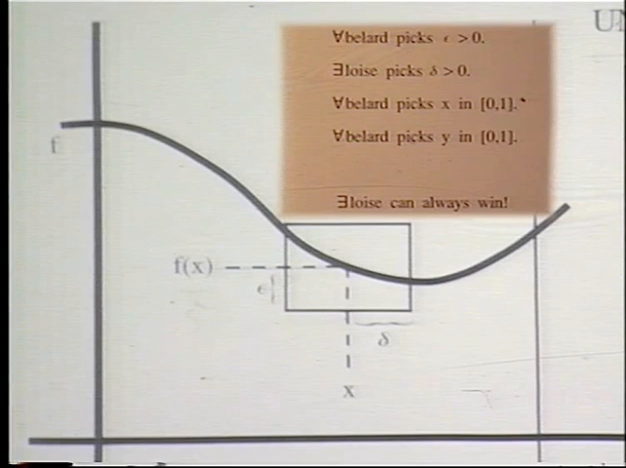Now, the statement that the function f is uniformly continuous can be rephrased as follows. Eloise can always win the uniform continuity game. So, the statement that a certain sentence is true about a certain mathematical structure can be rephrased as the player Eloise can win a certain game. Eloise has a winning strategy for a certain game.